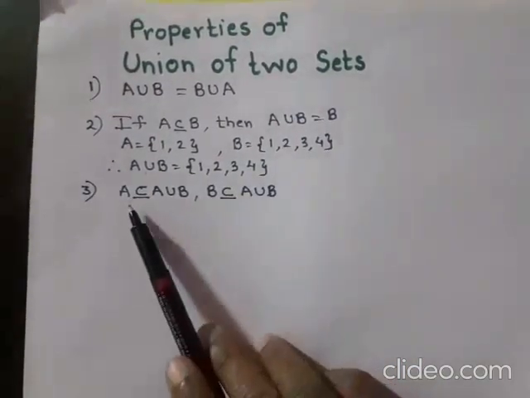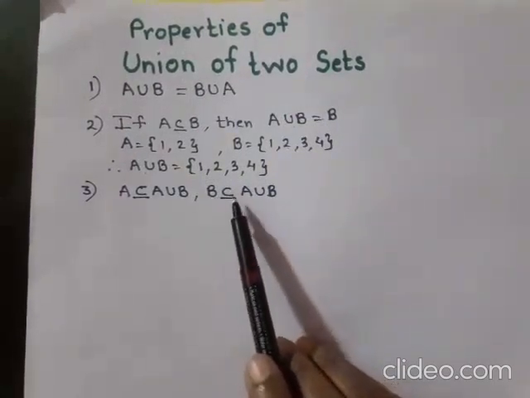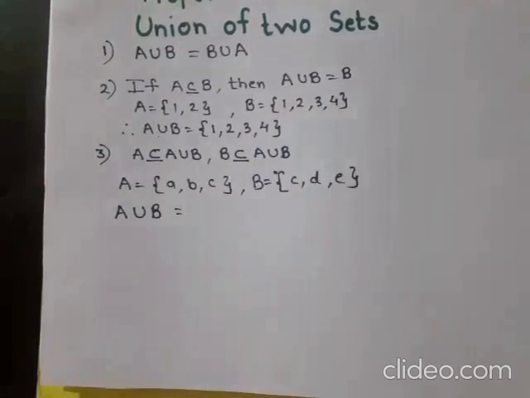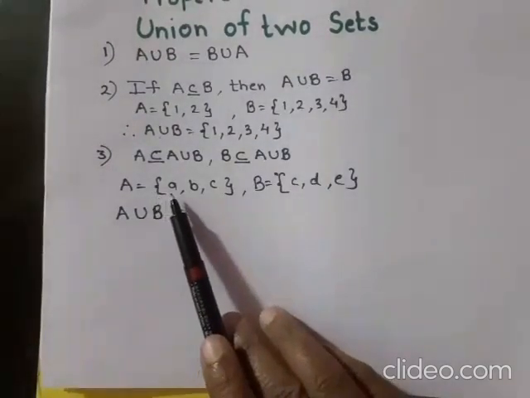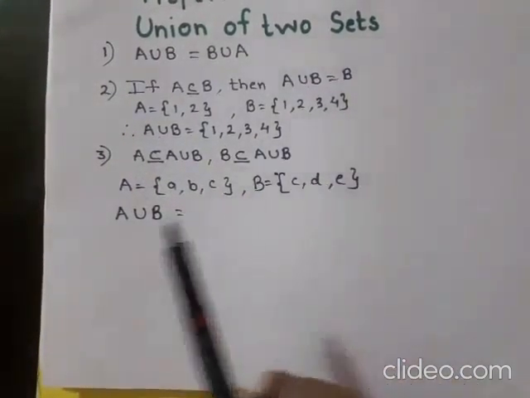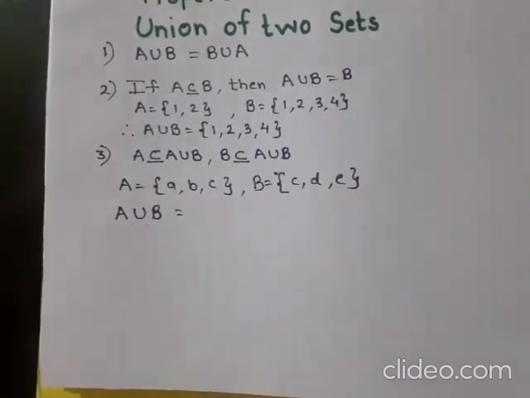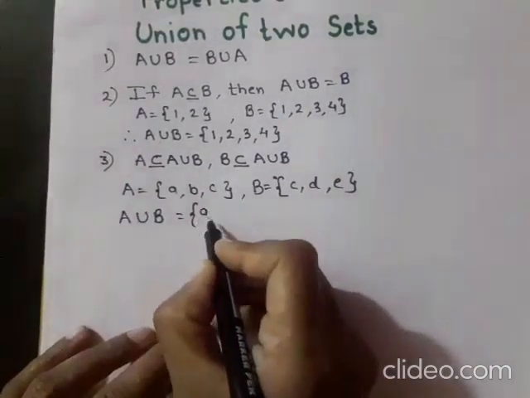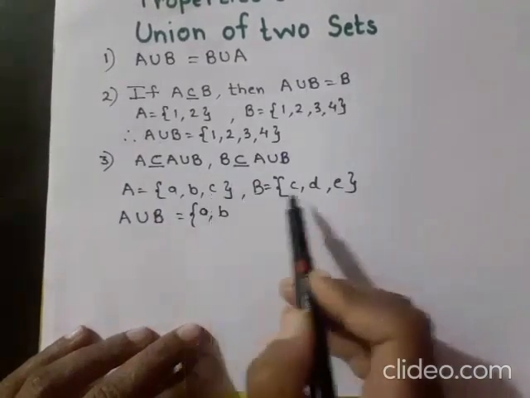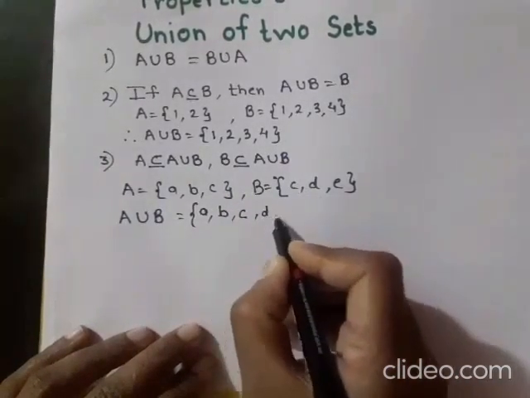Third property, A is a subset of A union B and B is a subset of set A union B. Let us see an example to understand this. Here A is a set which contains elements A, B, C, and set B contains elements C, D, E. So what will be A union B? It will be A, B. You will see the element C is present in both the sets. So we will write it once. C, D, E.